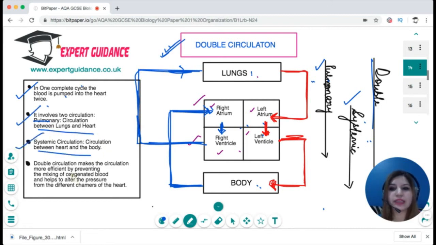The double circulation makes the circulation more efficient by preventing the mixing of oxygenated blood, and helps to alter the pressure in the different chambers of the heart. So here you can see in double circulation, the oxygenated blood is all to the left side and deoxygenated blood to the right side, and the heart can modulate the pressure. When it is sending the blood to the body, it can increase the pressure, and when it is sending the blood to the lungs, it can decrease the pressure, and that can only be done as it has a double circulation.